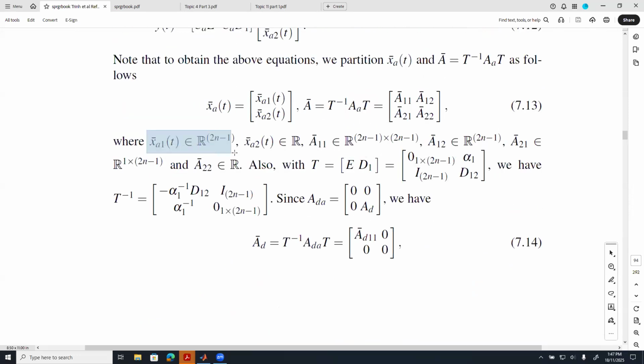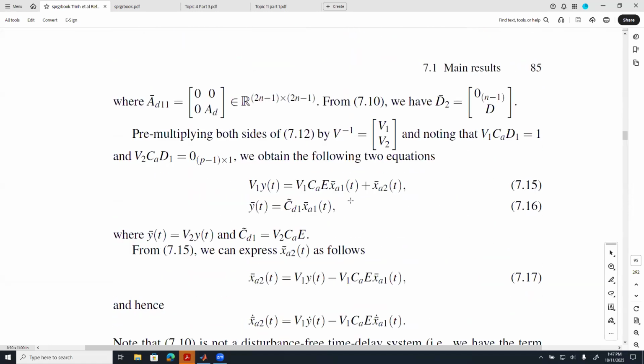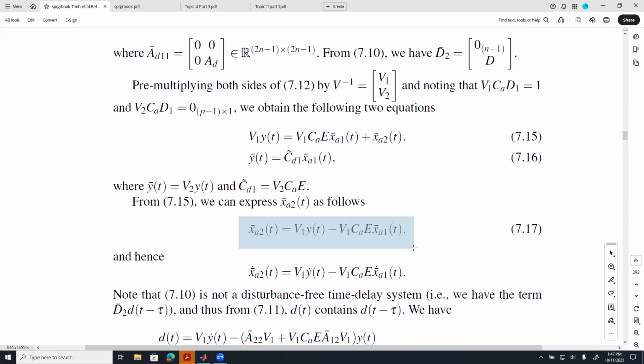2n minus 1. And the other equation is in terms of the stack variable x bar I2 of t. Now we can express it in terms of the output measurement y1 of t, because V1 has a specific structure. It only has one non-zero element, the first one. So this is y1 of t, and this is in terms of this vector here. And that's exactly what this equation is. And then, of course, we can take the differentiation of it. That's where we have it in here.